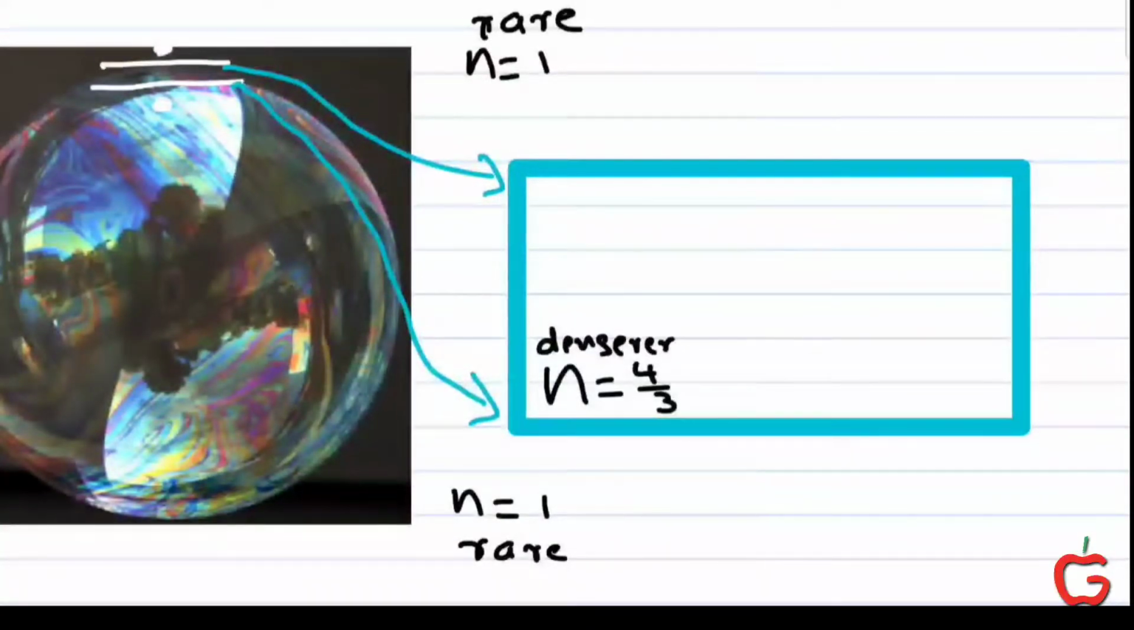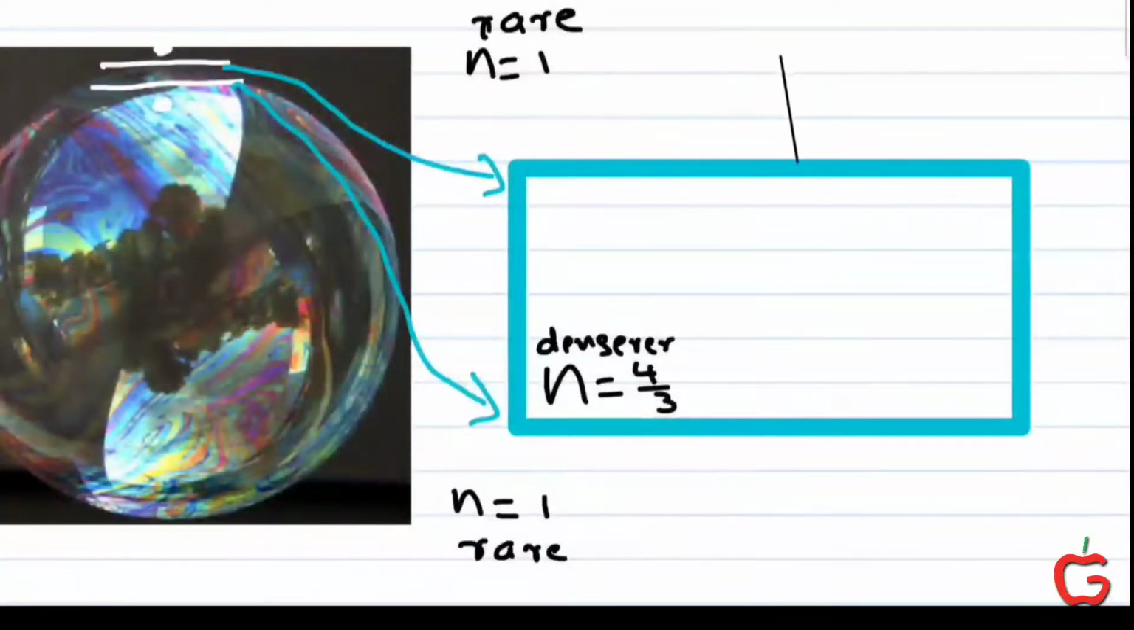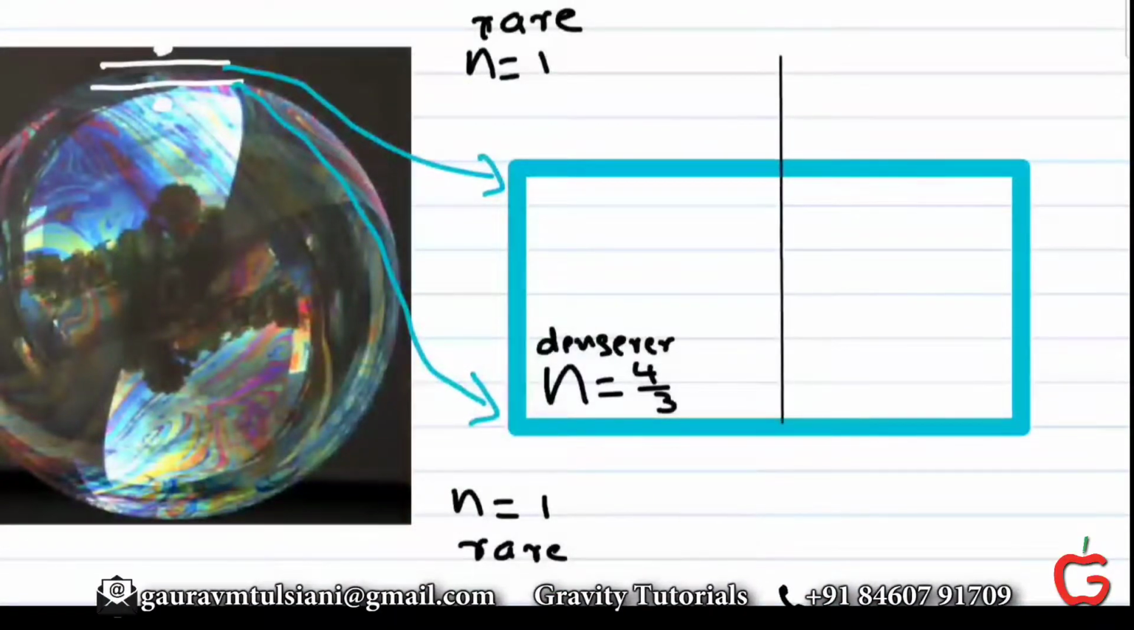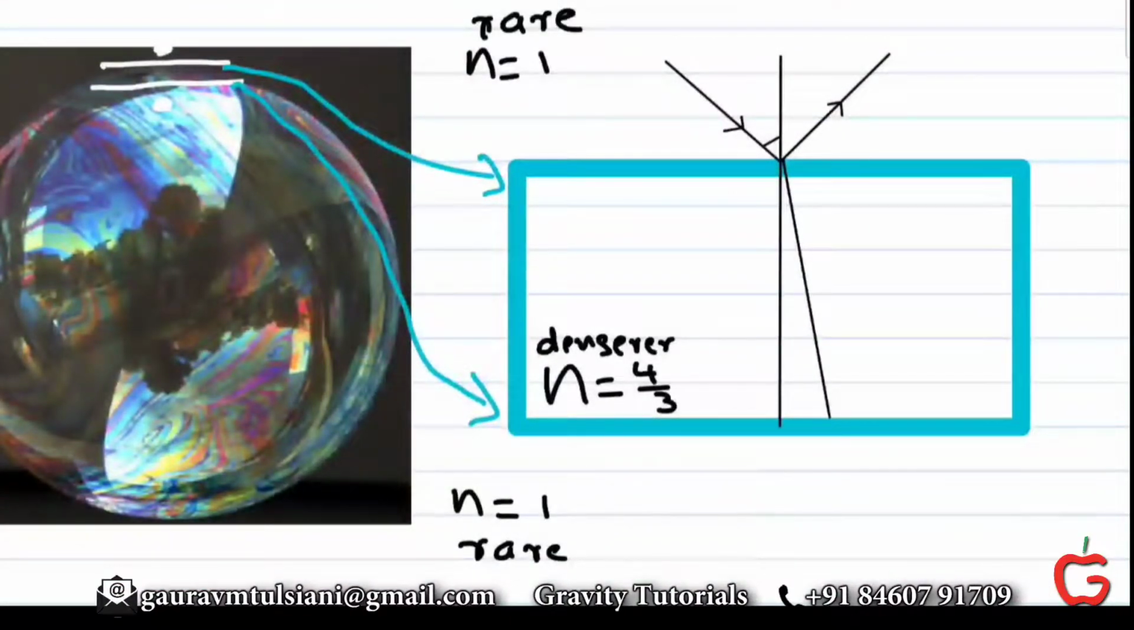Now when white light falls on this film, let's draw a normal here. Now when white light falls on this film, this is the incident ray, the angle of incidence. So on the first incidence itself, the ray splits into two parts. Some portion of the ray is reflected back into air and some portion is refracted through the film. So this is the refracted ray.